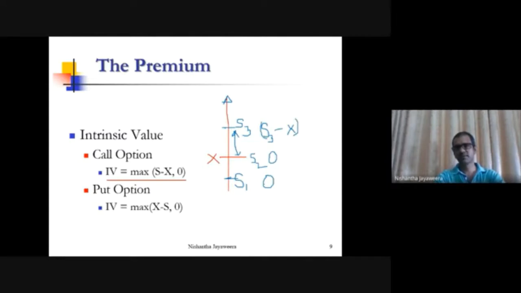In all other instances, the payoff is 0. When the spot price is above the strike price, the payoff is spot minus X. That is what is given here. If this difference is positive, you get that figure. If that difference is negative, you get 0. So the intrinsic value of a call option is given by this. Is it clear?